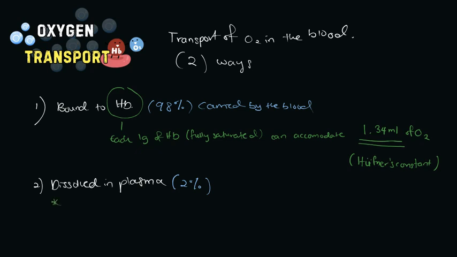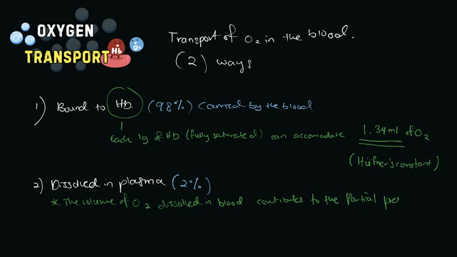The next method of oxygen transport is dissolved in plasma. It is wrong to assume that oxygen transported via plasma plays no important role. It is wrong because this portion of dissolved oxygen in plasma is the one that contributes to the partial pressure of oxygen in the blood. The volume of oxygen dissolved in the blood is proportional to the partial pressure of oxygen.